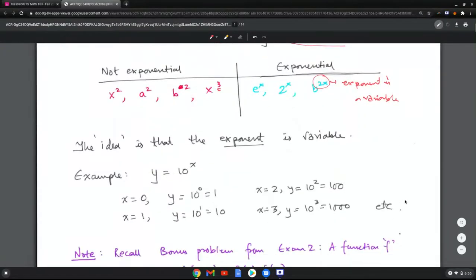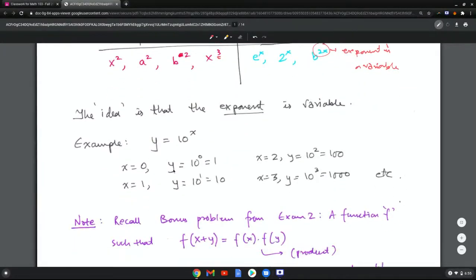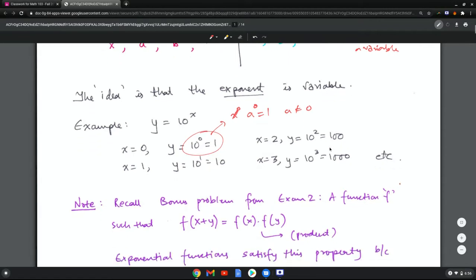For example, y equals 10 to the x. So when x is 0, 10 to the 0 is 1. Now, this is a general rule that a to the power 0 is 1 as long as a is not equal to 0. When x is 1, 10 to the 1 is 10. When x is 2, 10 squared is 100. When x is 3, y is 10 cubed, which is 1000, and so on. So it's basically repeated multiplication.